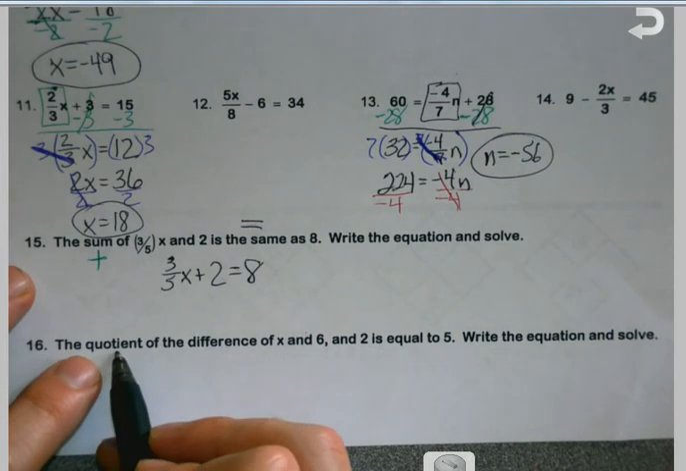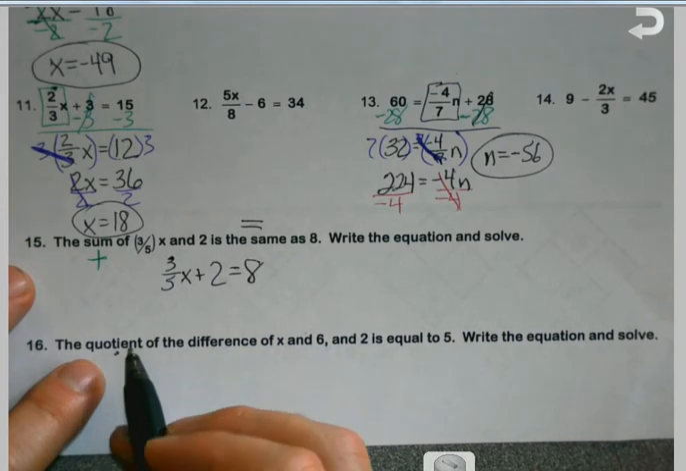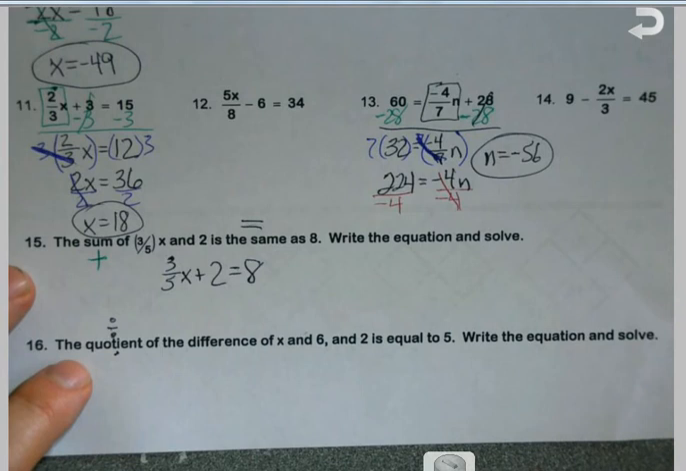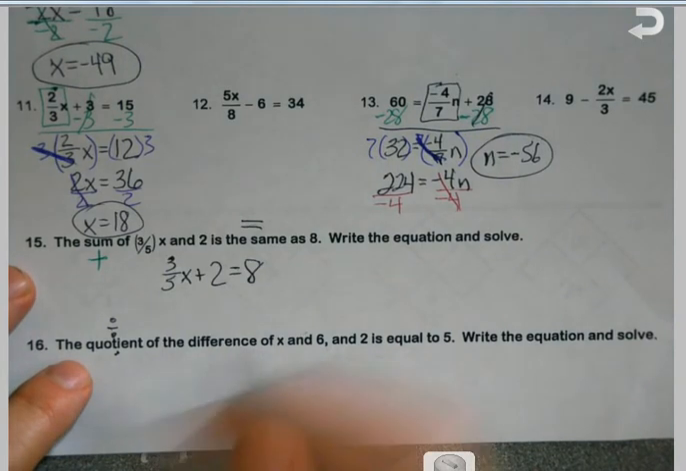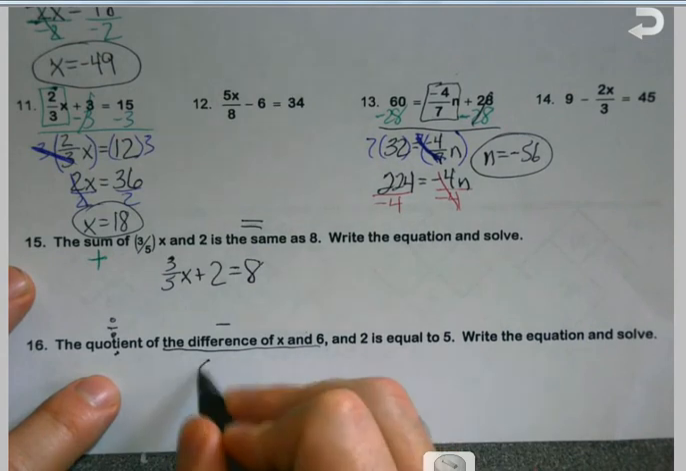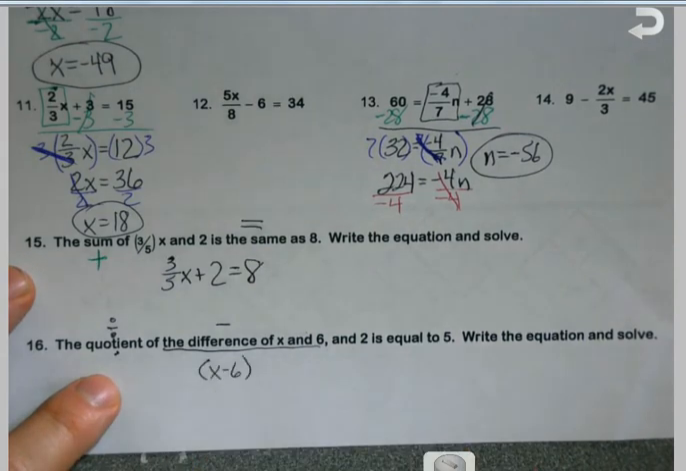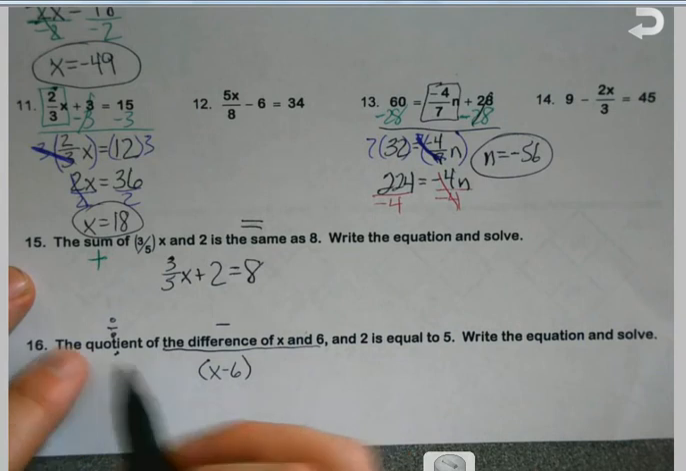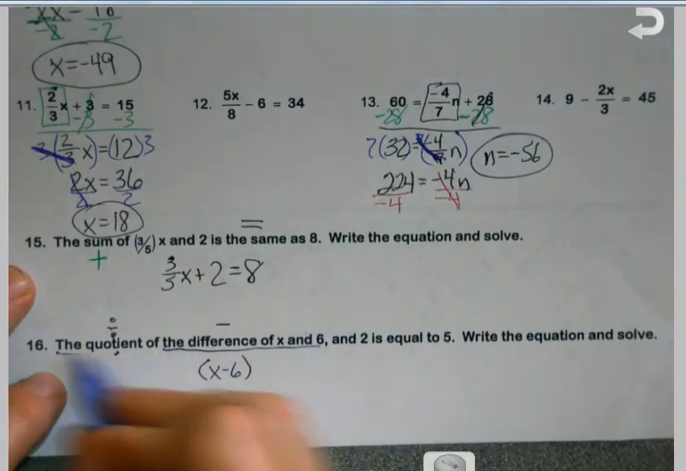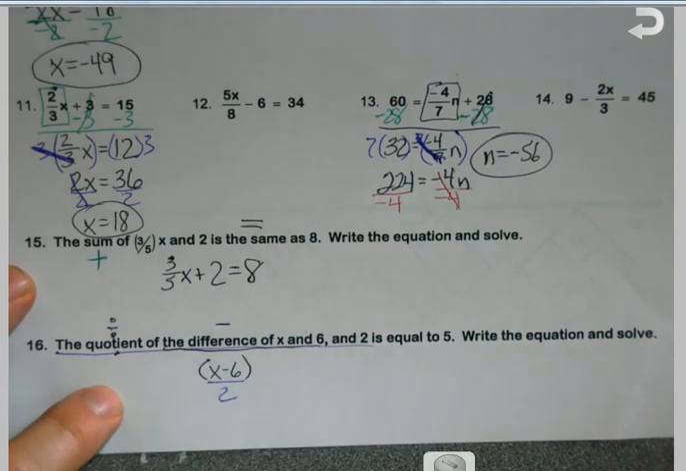What's quotient mean? Divide, nice. All right. So the quotient, divide, you're like the quotient of the difference. What? Of x and 6. Okay, the difference of x and 6. So yeah, this is kind of tricky to read. The quotient of the difference of x and 6 and 2. Okay. That one is definitely a little complex. Is equal to 5. So let's see.